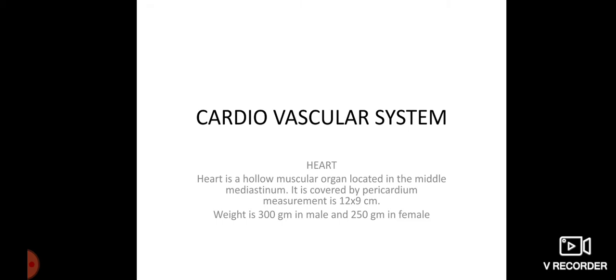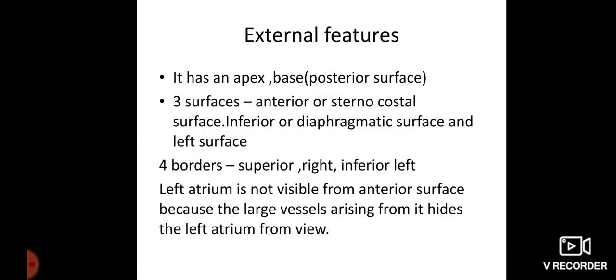It is covered by a pericardium, which is a protective cover for the heart, and it measures about 12 into 9 centimeter. 12 centimeter is the length and 9 centimeter is the width. It weighs about 300 grams in male and 250 grams in female. Regarding its external features, it has an apex, base, 4 borders, 3 surfaces.